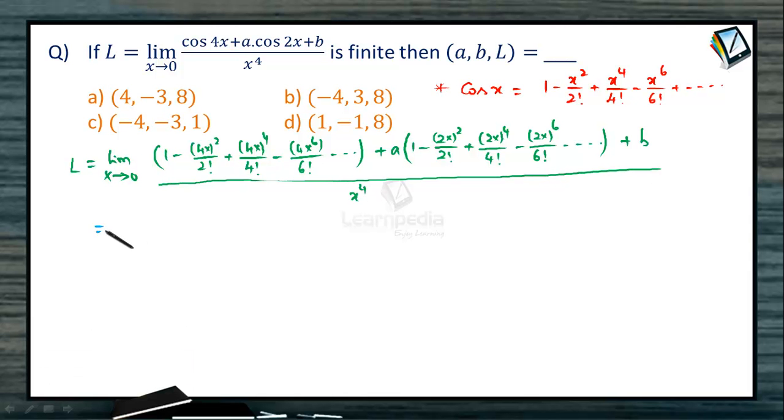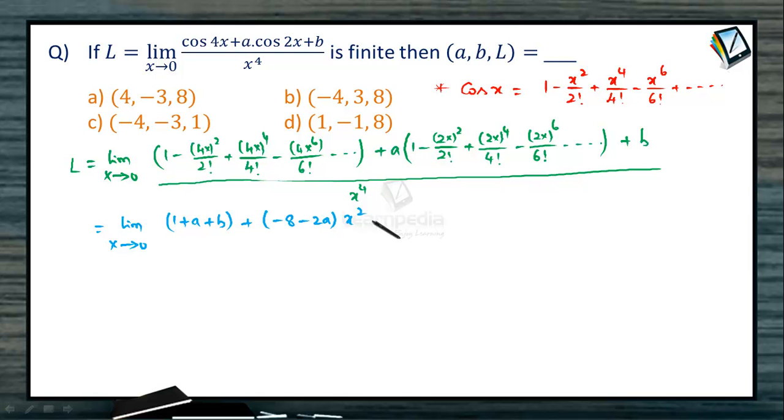Now when we collect the terms of similar powers, this limit would now become limit x tends to 0. Yes, collect all the constant terms. There is a 1 from the first term plus a from the second factor and the outside constant b. Then again, how will be the collection of x square factors in the expression? Minus 8 minus 2a times x square. There is a 4 square by 2 factorial here and a minus 2 square by 2 factorial here. So that will give us minus 8 minus 2a times x square.